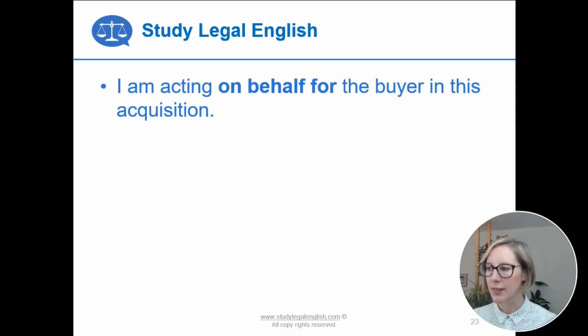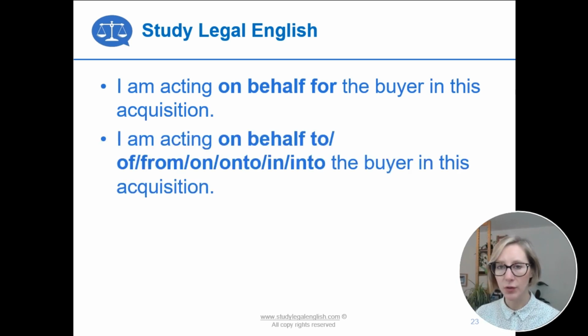All right, let's move on. The next mistake is this. I am acting on behalf for the buyer in this acquisition. That's incorrect. We don't use the preposition for. So let's see if you can correct it. I am acting on behalf to, of, from, on, onto, in, into the buyer in this acquisition.